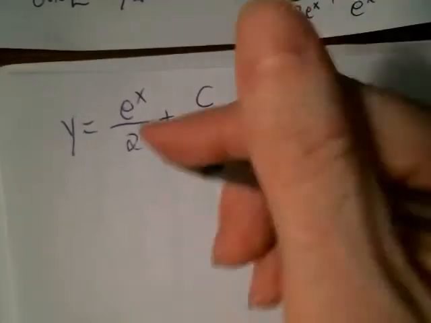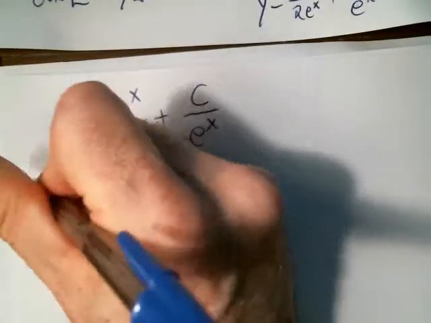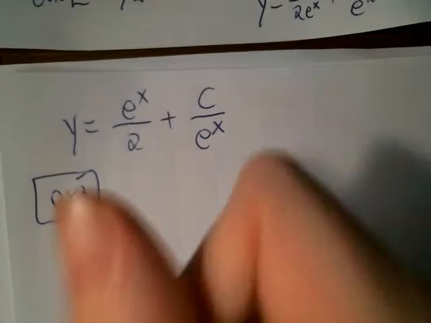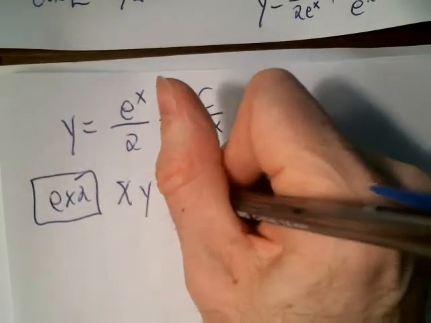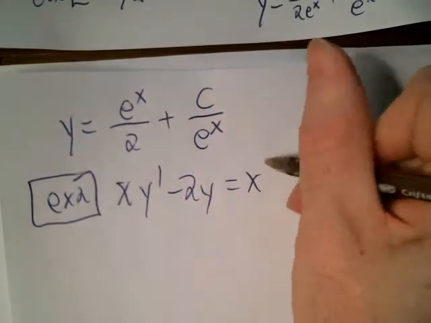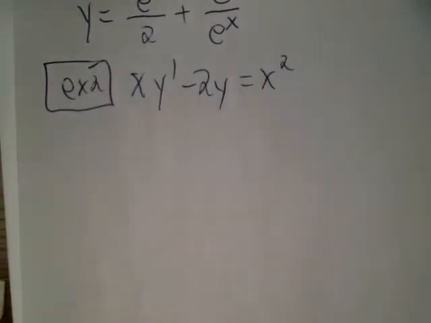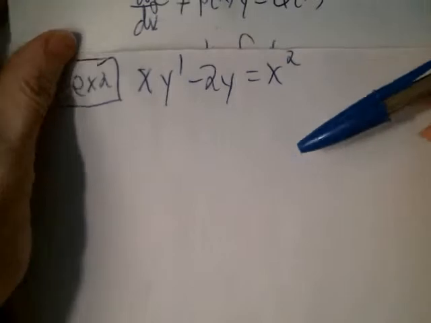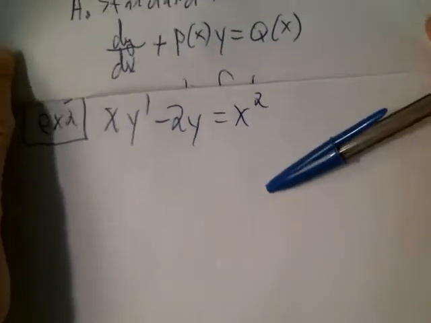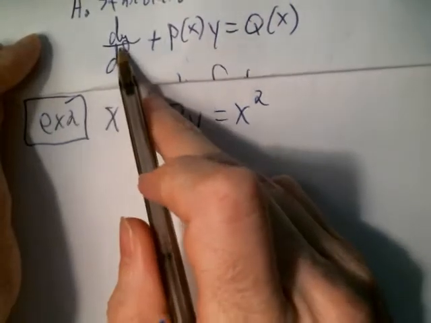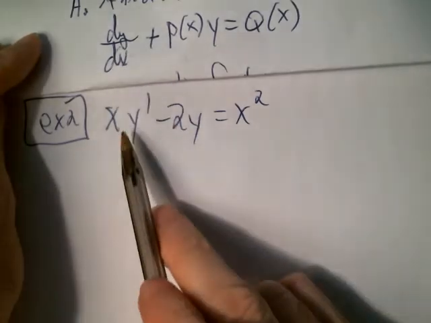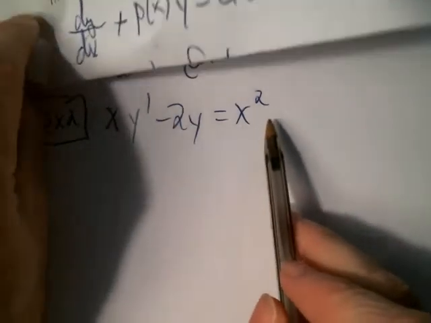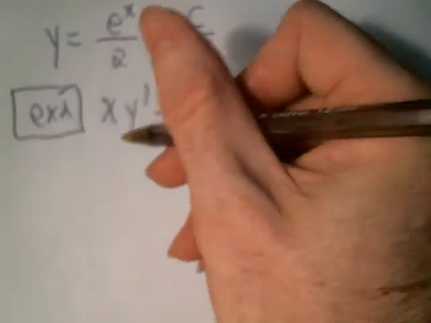Okay, so let's try another one. This is now example 2. And we have xy prime minus 2y equals x squared. Okay, so the first thing to note is that this guy is not in our nice standard form. Right? So our standard form sitting right here, there is not an x in front of y prime in our standard form. So we need to divide everything by x. Okay, so that would be my first step.